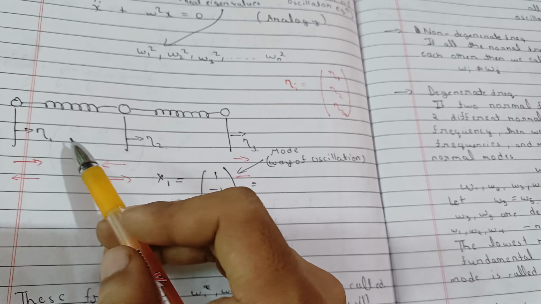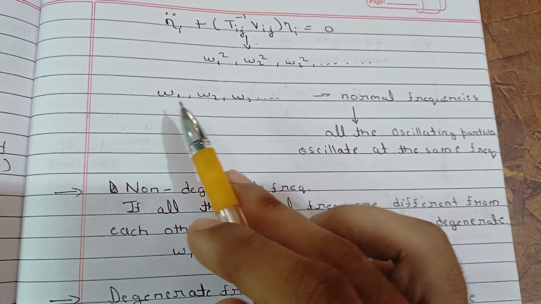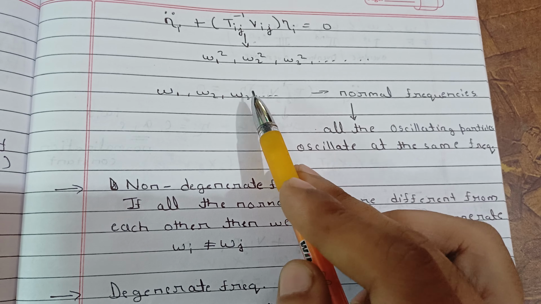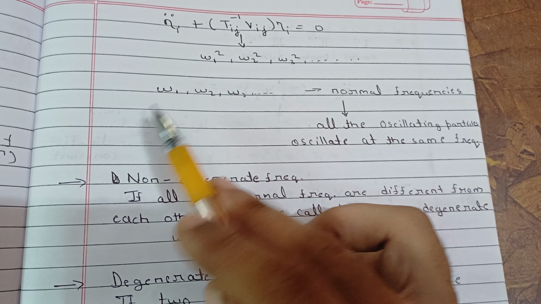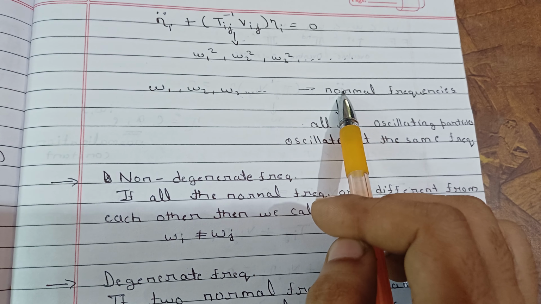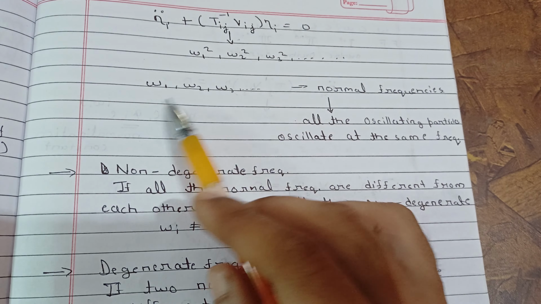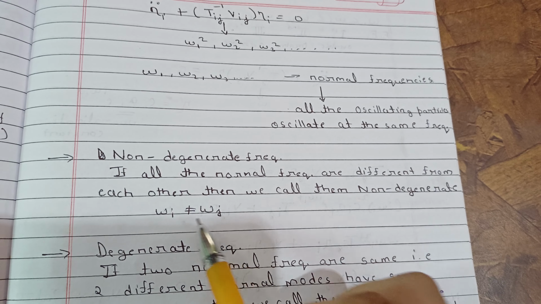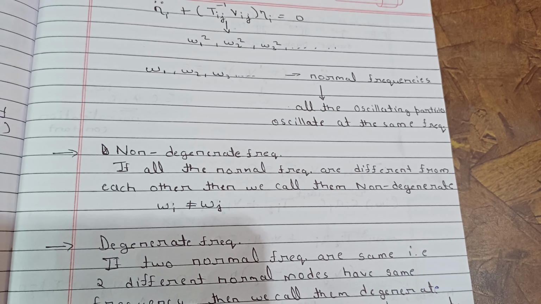Now today let's see what non-degenerate frequencies are. We will get multiple frequencies here. Maybe two frequencies will be the same, just like omega 1, omega 1 in place of 3, meaning 3 and 1 are the same and omega 2 is different. If all the frequencies are different, meaning no two are the same, then we call them non-degenerate frequencies. If all the normal frequencies are different from each other, omega i should not be equal to omega j.